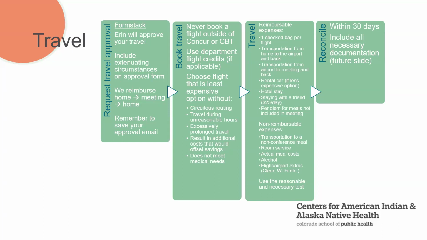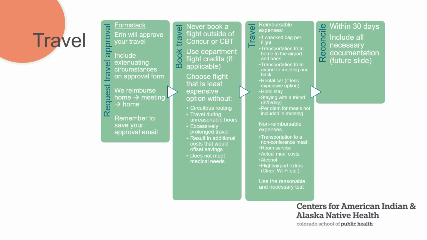And if you have a bunch of people traveling for the same reason, you can do one form. Not everyone needs to submit a separate form, but you just need to make sure that everyone has that form, because when you are reconciling your expenses, everybody needs access to that approval email to upload into their reconciliation. So that's the first step.